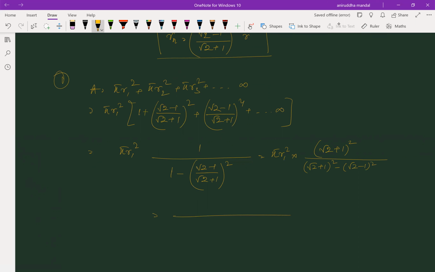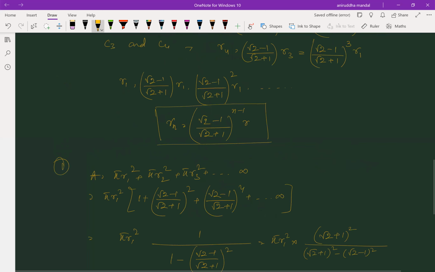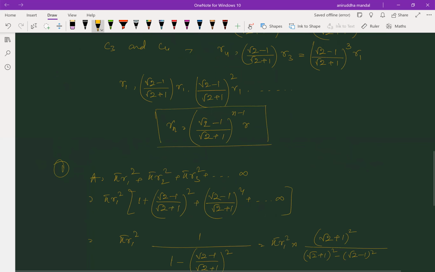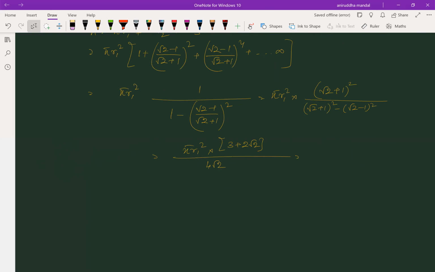Okay, so pi r1 square into root 2 plus 1 means this is 3 plus 2 root 2, and this is 4ab, so 4 root 2. Now r1 is given as 10 centimeter. So if we put r1 as 10, it is given r1 equal to 10. So this is 10 square means 100.